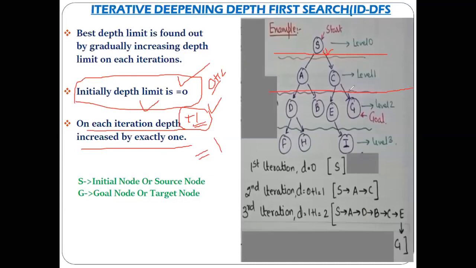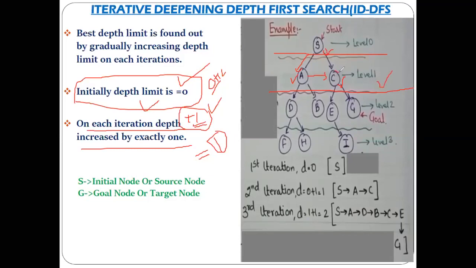Correct? Yes. So our AI agent will come here. If you choose this direction, then again it will check whether A is our goal node. No. Now where will the AI agent go next? C. He has to compulsorily go to C, correct? Because there is a depth limit mentioned here, one, and that's why he has to follow this direction. That's why in the previous slide I mentioned IDDFS is the combination of DFS plus BFS, because it follows the deepest node as well as the shallowest node. That point is clear? Yes, sir.